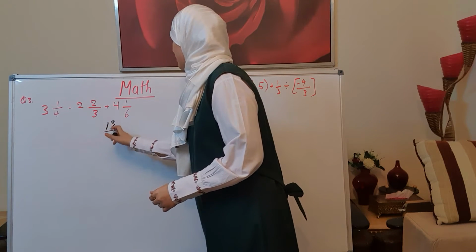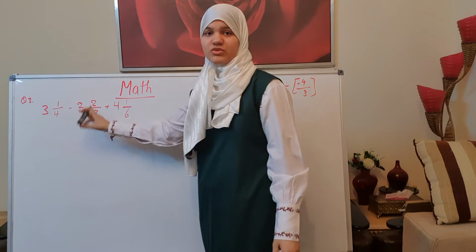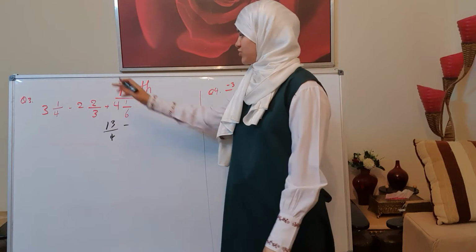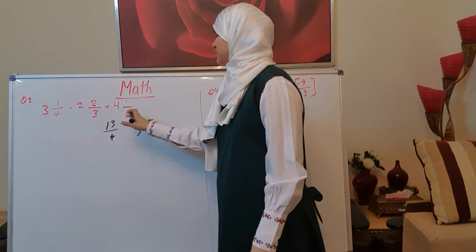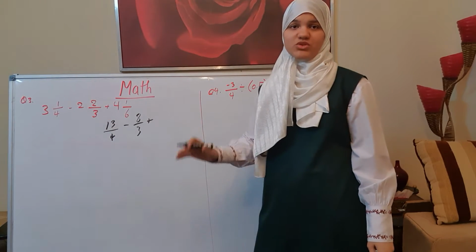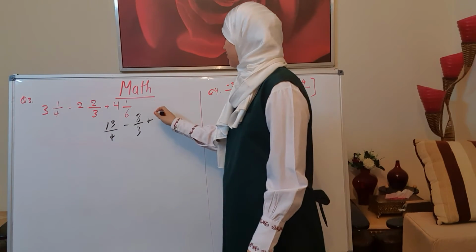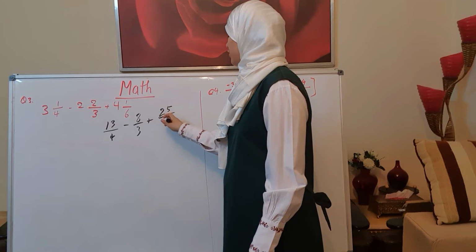13 over 4. Minus: 3 times 2 is equal to 6, and 6 plus 2 will be 8. That means 8 over 3. Plus: 6 times 4 will be 24, and 24 plus 1 will be 25. So that means 25 over 6.